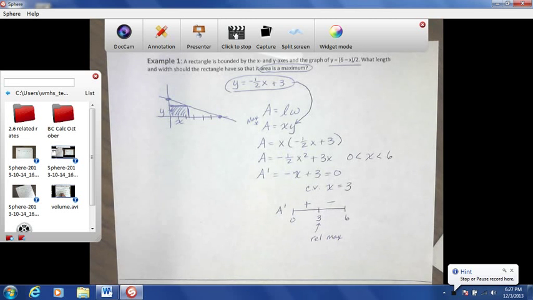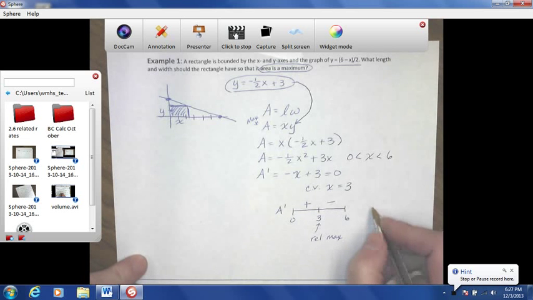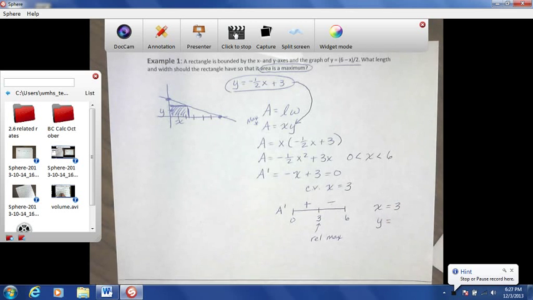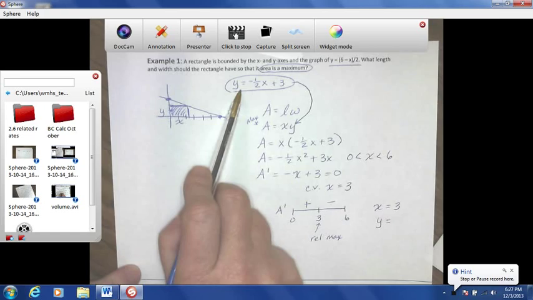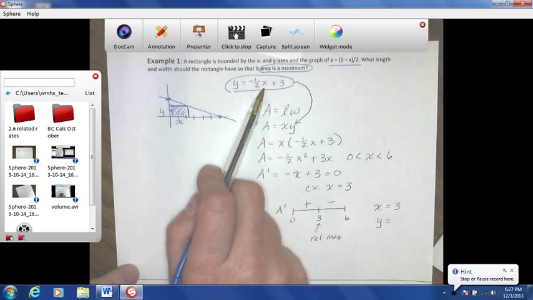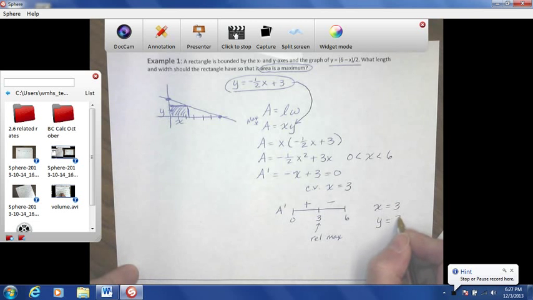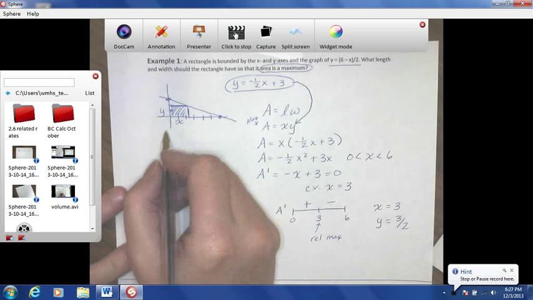Now, the directions say what length and width should this rectangle have. So we now know that the x-coordinate is going to be 3, and we need to find the y-coordinate that goes with it. The easiest place to figure out the y-coordinate is actually right back up here in our secondary equation. If I take the 3 for x, plug it in, and evaluate, we end up getting the y value is 3/2.